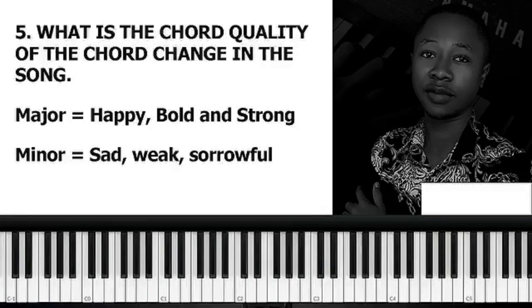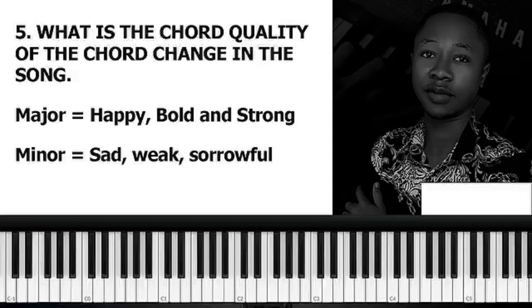This is very important. This also has to do with ear training. Number 5: what is the chord quality of the chord change in the song? Now, there are different kinds of chord qualities. We have major, minor, diminished. If we are talking about chord quality, we are talking about the type of chord. Is it major? Is it minor? Is it diminished? Is it dominant? Is it augmented?